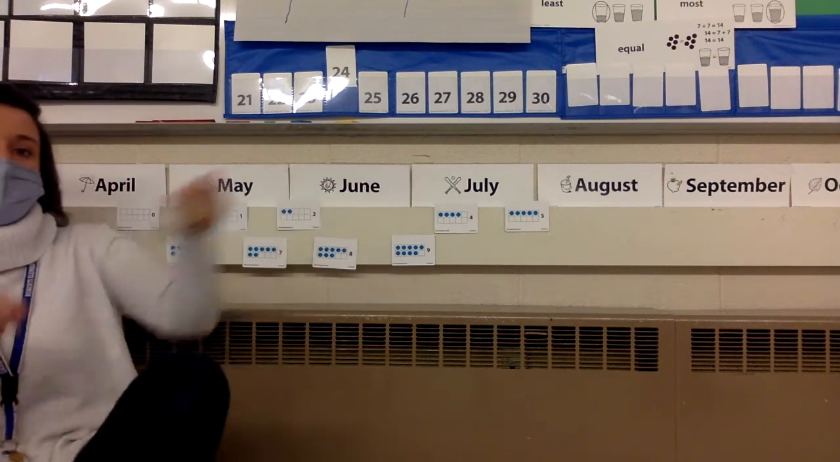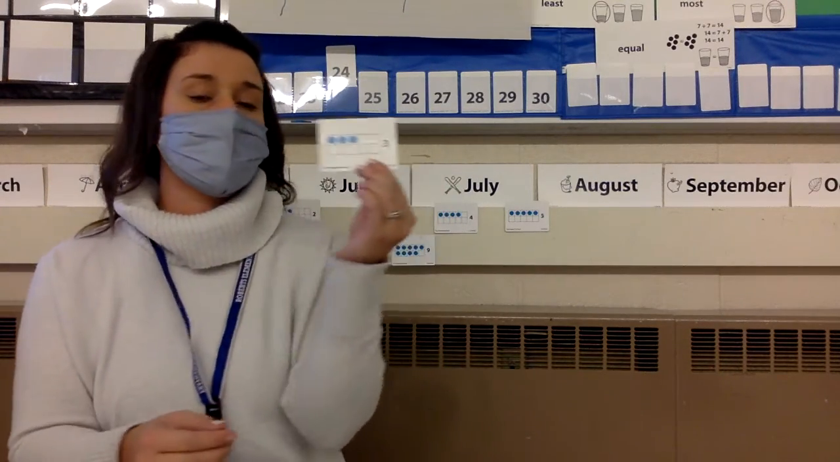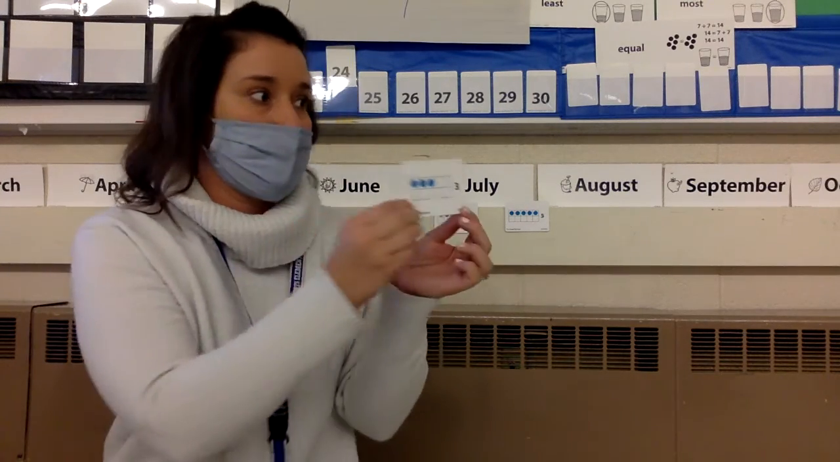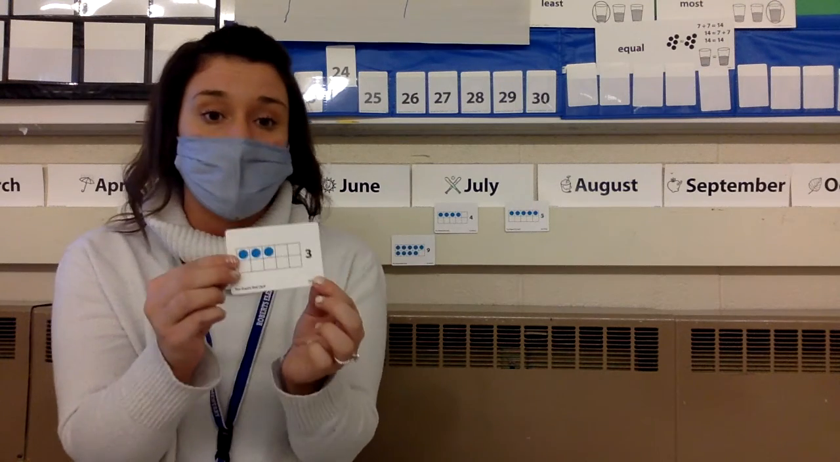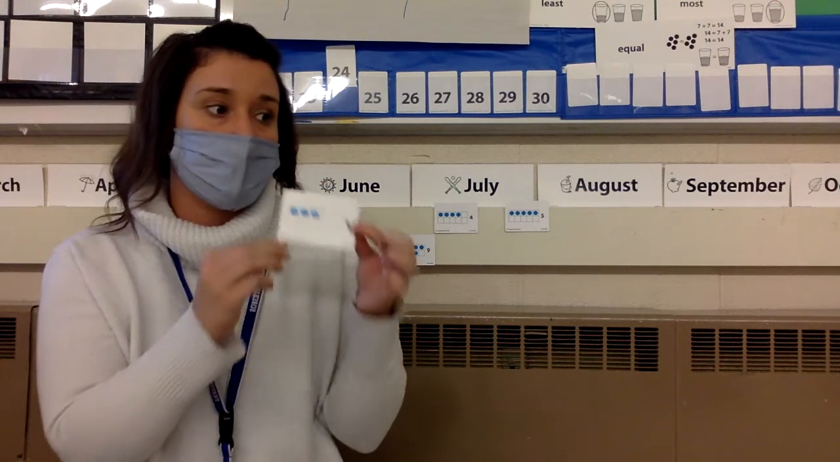And I want to show you something else. So we discovered this last time we were playing this game, that if you have 3, look at my card, my friends. If you have 3 here, look at how many empty squares there are. 7. There are 7 because we know 5 and 2 more is 7. So that's how else we would know that that makes 10. Because we're filling up the entire 10 frame.